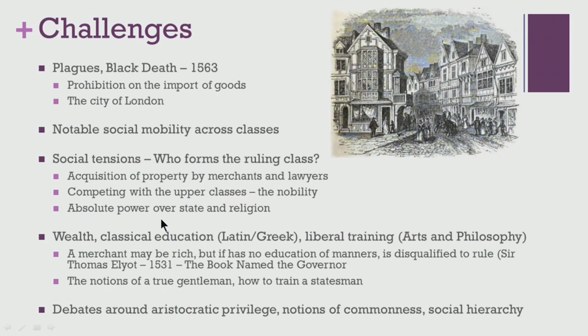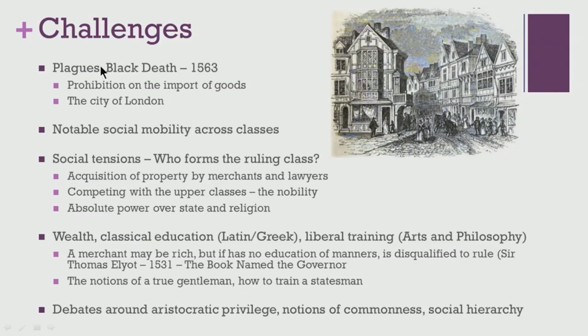At this point we also find that wealth, classical education and liberal arts training become indicators of one's merit or one's entry into the ruling class. And in order to make a smooth transition at this point, we find Thomas Elyot authoring a book named The Governor in 1531, which had the notions of a true gentleman, how to train statesmen, and so on. So, the important thing to note is that statesmanship, rulership, etc., are beginning to be seen as virtues into which one is not really born, but into which one can be trained.